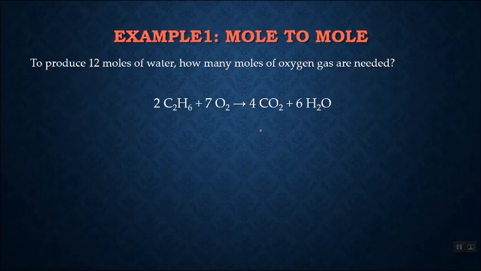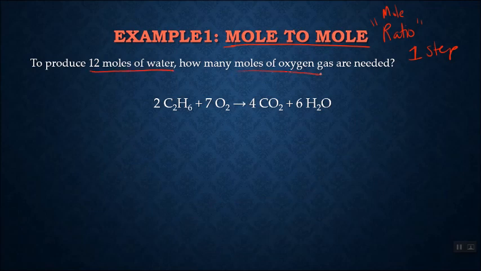All right, so looking at the first example of stoichiometry. Multimole problems involve using the mole ratio. We're going to be using that mole ratio, and this one should only take you one step to complete the conversions. Now, we have 12 moles of water. How many moles of oxygen are needed? Well, let's take a look here. We have 12 moles of water, and we're looking for moles of oxygen.